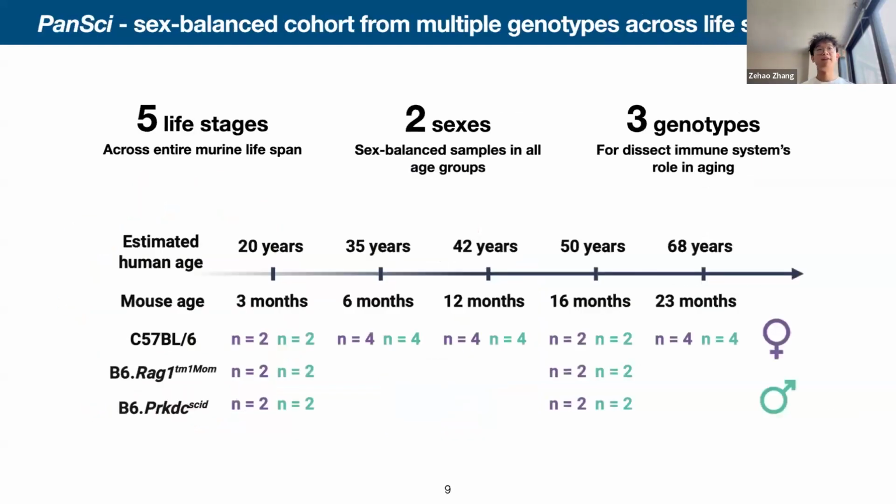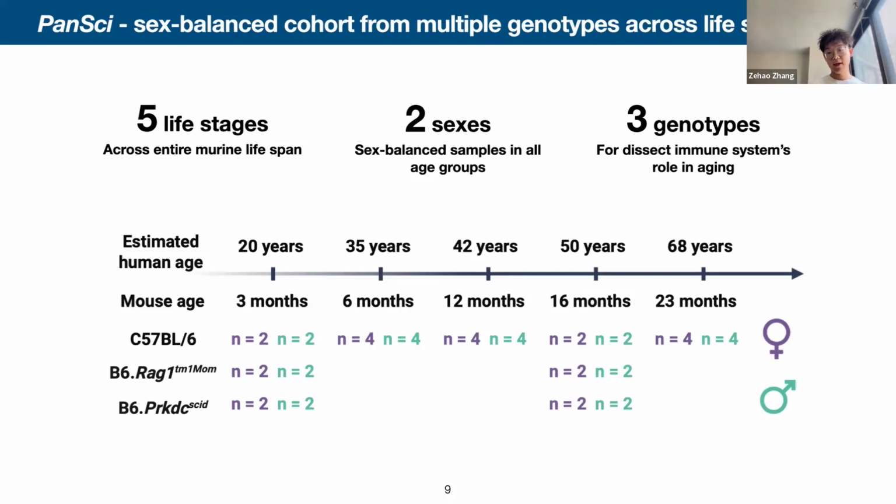And once we developed this platform, we tried to apply it to study organismal aging. We learned from previous studies that we really require a sex-balanced cohort and multiple replicates. So we got mouse samples from 5 different life stages, and each stage has 2 to 4 replicates for both sexes. We are also including 2 immunodeficiency gene mutants that really help us dissect the cellular regulatory network in the aging process.